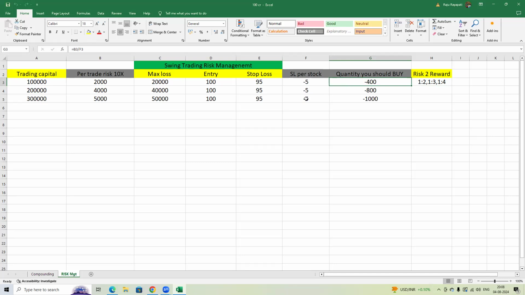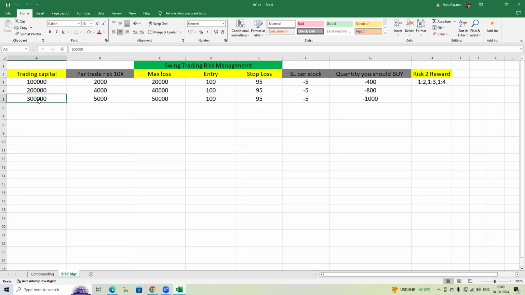A lot of people will not go for this position sizing. You should know how much quantity you should buy. Always buy a quantity such that, even if 10 trades go under loss, your maximum loss is whatever you can afford to lose. If you lose 20,000 over 10 trades, that's fine. But if a couple of trades make a profit, that is where you will have more comfort. So this is the simple formula.